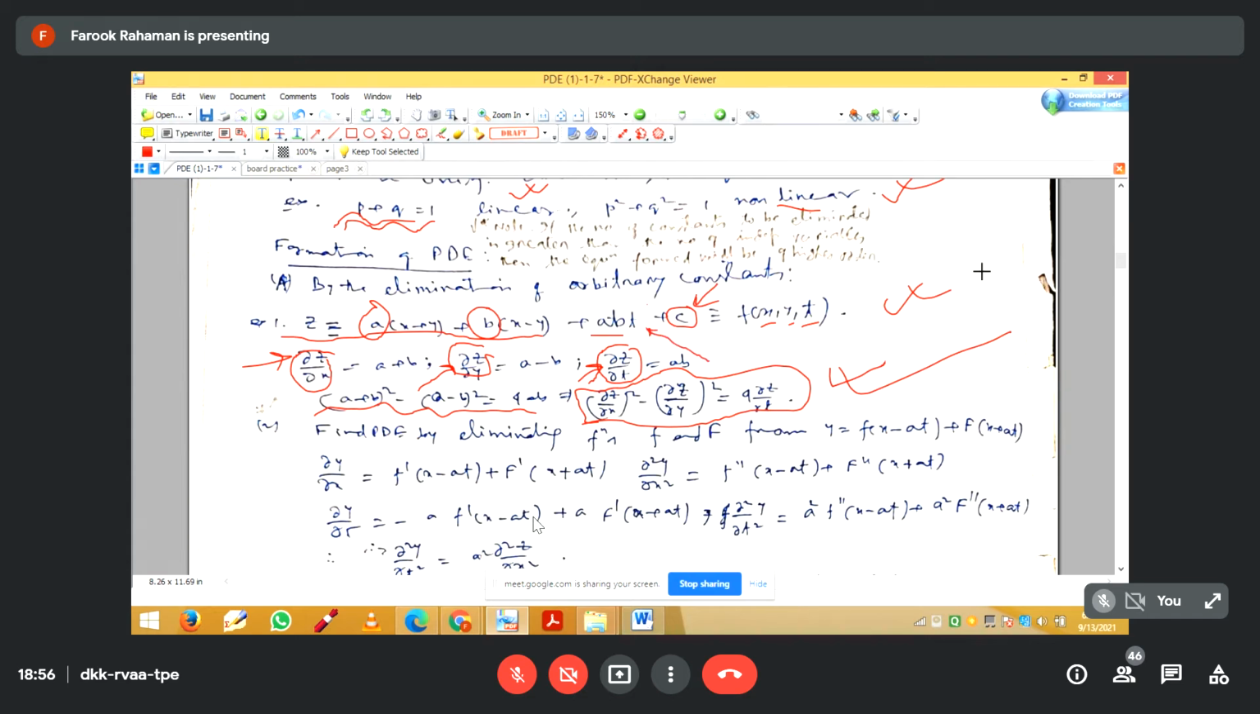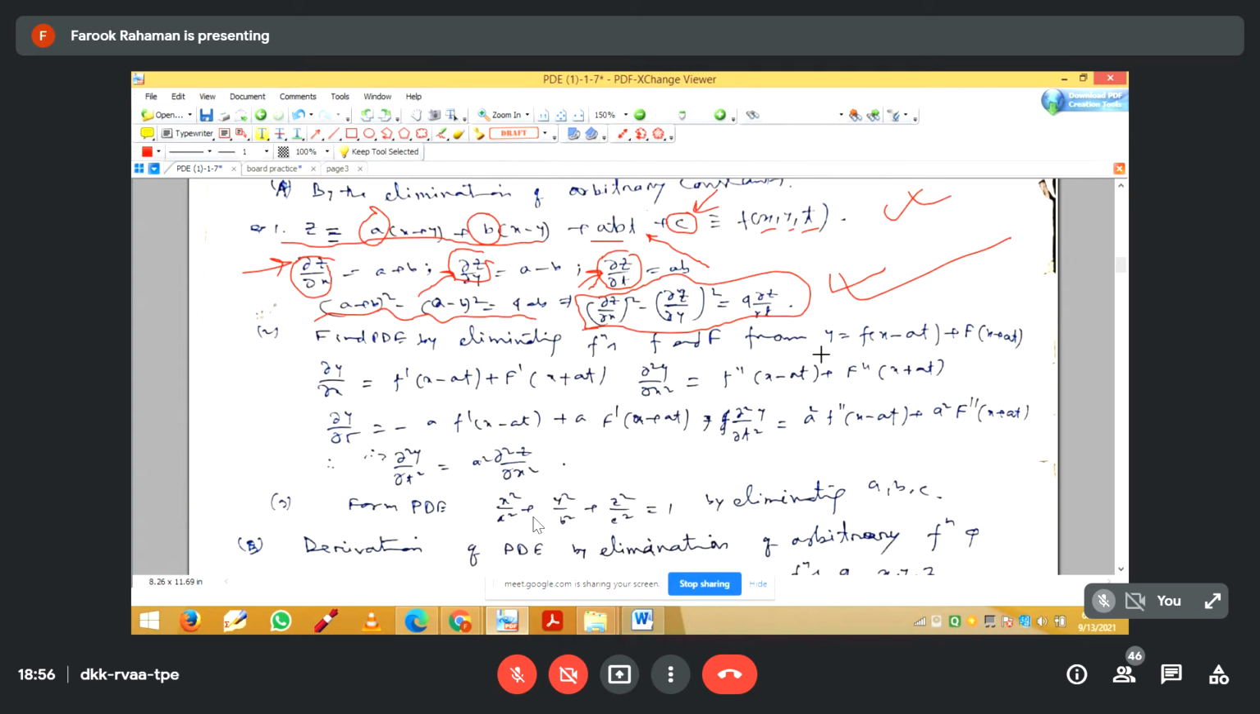So one can easily form the differential equation by eliminating the parameters. Now, second one, there's another function, that is y equal to a function of (x minus at) plus another function of (x plus at). Capital F and small f are arbitrary functions. So to form the differential equation, you have to eliminate this f and this F. How? This is very easy.